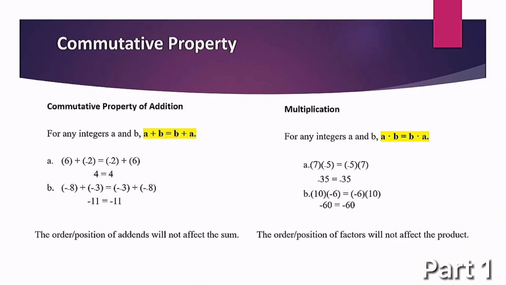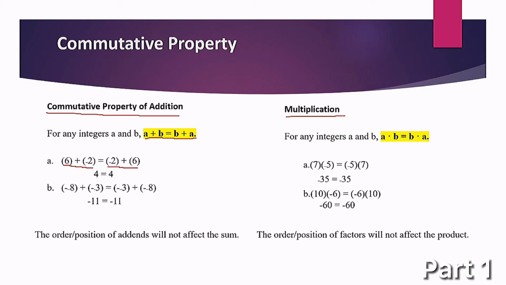Another property is the commutative property. So, we have commutative property of addition and multiplication. For addition, any integers a and b, a plus b is equal to b plus a. So, ano ang napapansin ninyo sa statement or sa dalawang numbers? Magbabago kaya ang sum nila or maapektuhan kaya ang sum nila? So, let us see. Example, 6 plus negative 2 is equal to negative 2 plus 6.